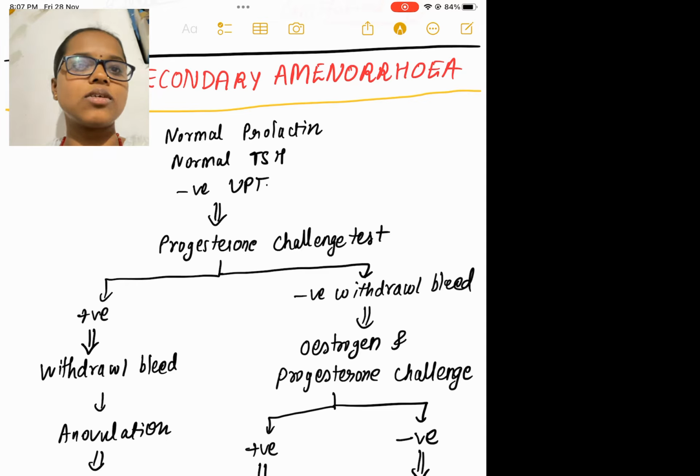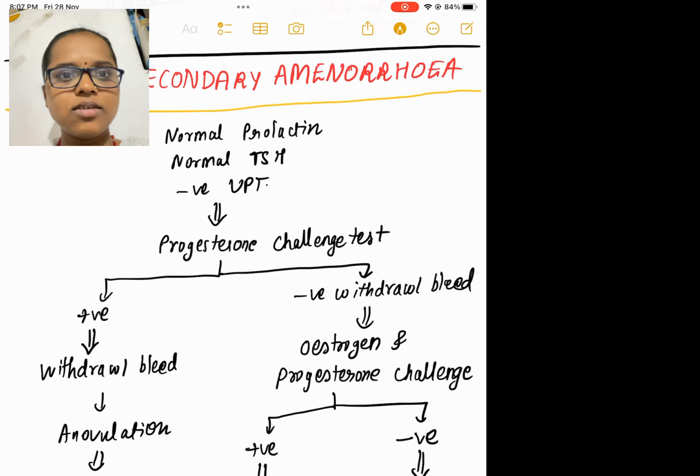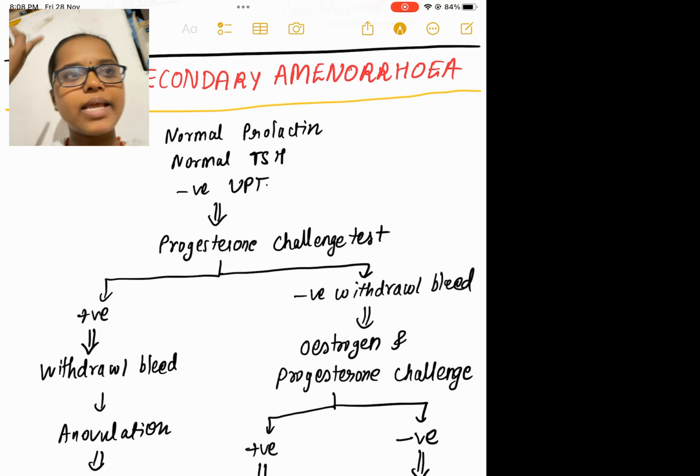Whereas if there is no bleed even after giving estrogen and progesterone, there is a local uterine cause. What may be the most common cause? That is Asherman syndrome. There may be adhesions, so there is no bleed. So rule out the uterine anomaly. If there is a bleed, the problem lies in the central nervous system.